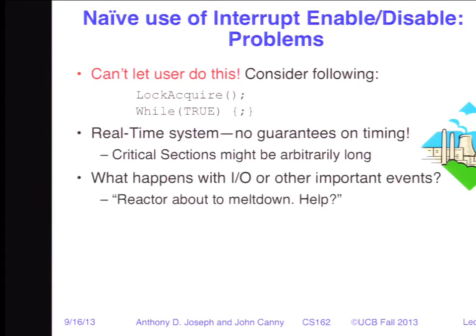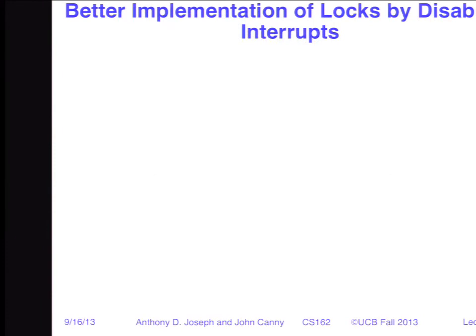And there's lots of other important events that might occur. Like if this is a reactor, a safety critical system, it might be saying the reactor's melting down, might be time to extract the control rods, or rather push in the control rods. And if your code's busy doing the too much milk thing, well, you won't need milk anymore. So there's got to be a better implementation here. Instead of trying to disable interrupts for the entire critical section, let's just make acquiring and releasing the lock a critical section. So sort of a meta critical section.